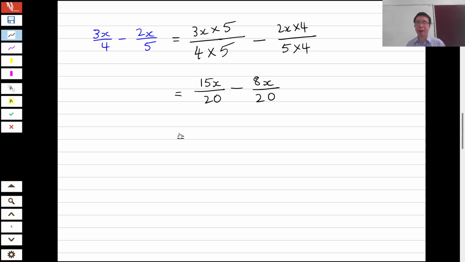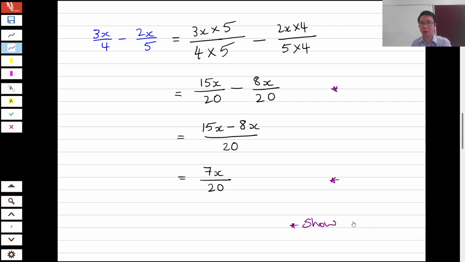Now, to subtract two fractions with the same denominator, all you need to do is subtract the numerators while keeping the denominator the same. And now I can collect like terms. So 15x minus 8x gives me 7x. The steps you should show at a minimum are these two steps. Okay, let's keep going.